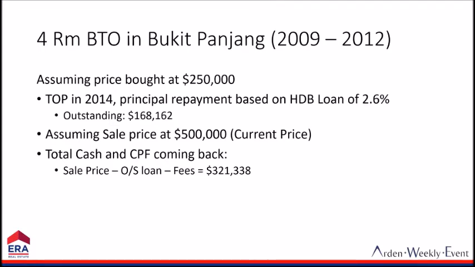Now, I'm sure most people who have the aptitude or the desire to upgrade to a private property have more money than that. So this is just the bare minimum. I'm not even saying that the guy in the middle says, hey, might as well I refinance to a bank loan. Bank loan is 1.2%. So I tell you the total cash and CPF coming back might even be more. So this is the bare minimum already for someone who is owning a 4-room BTO flat in Bukit Panjang, bought during that period of time.